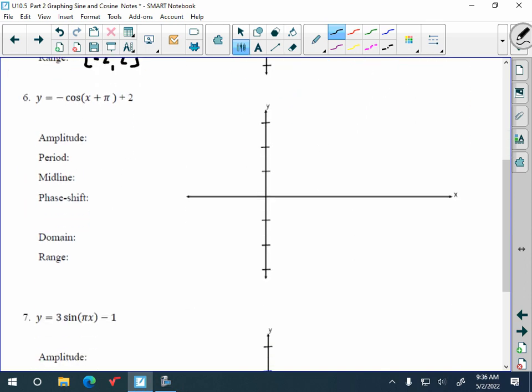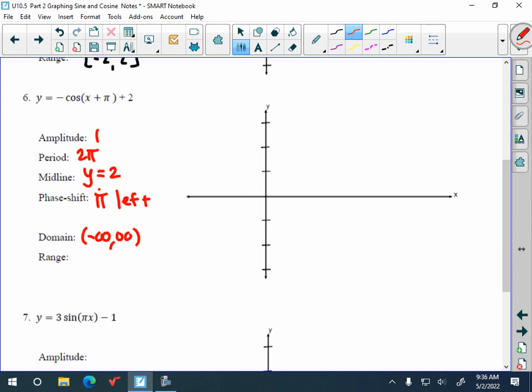All right, number 6. Amplitude is 1. Period, 2 pi divided by 1 is 2 pi. Our midline is y equals 2. Phase shift is pi units to the left this time. The domain, negative infinity to positive infinity. And then we'll get the range in there after we get our graph.